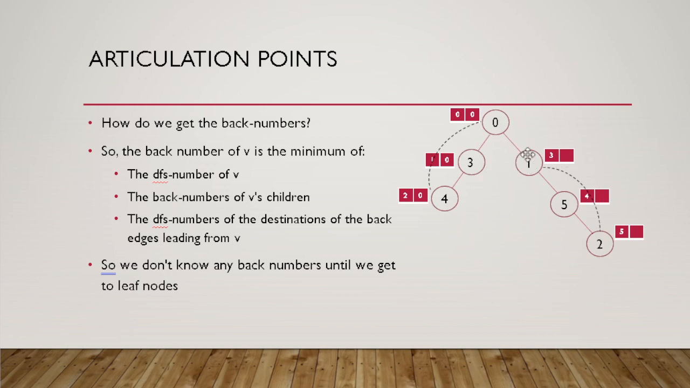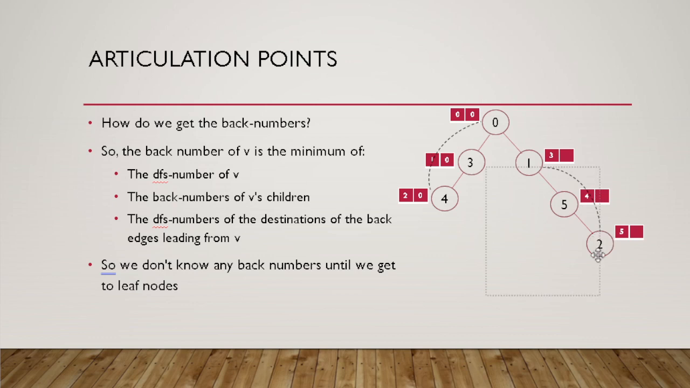Okay, and then we'll look at vertex 1. For vertex 1, the back number is the minimum of its own DFS number, which is 3, the back numbers of the children, which is unknown, and the DFS numbers of the destinations of back edges, and it doesn't have any. But that means we can't know it yet, because we don't know the back number of the child, and the same applies to 5 until we get to vertex 2.